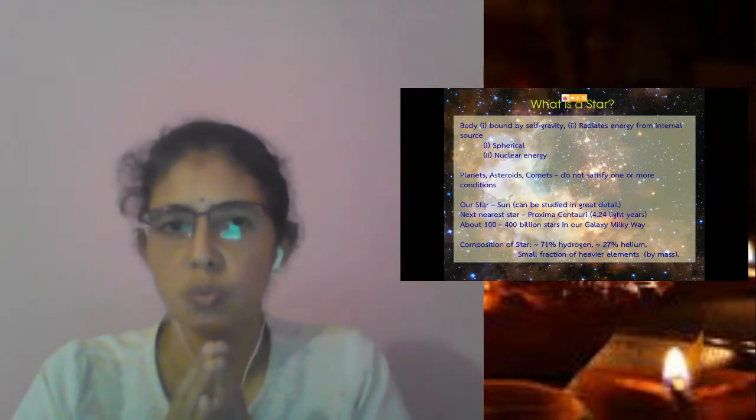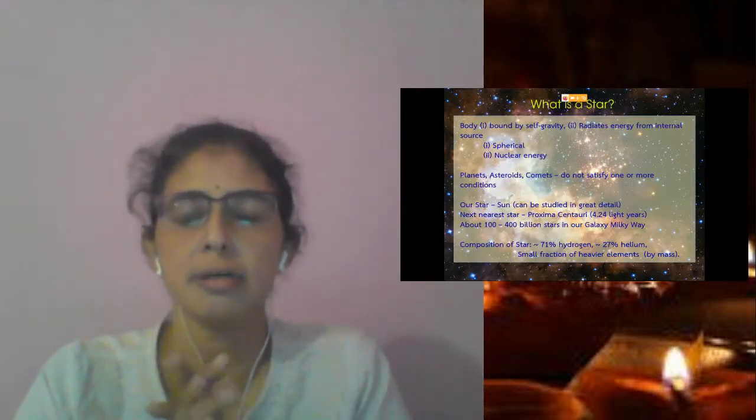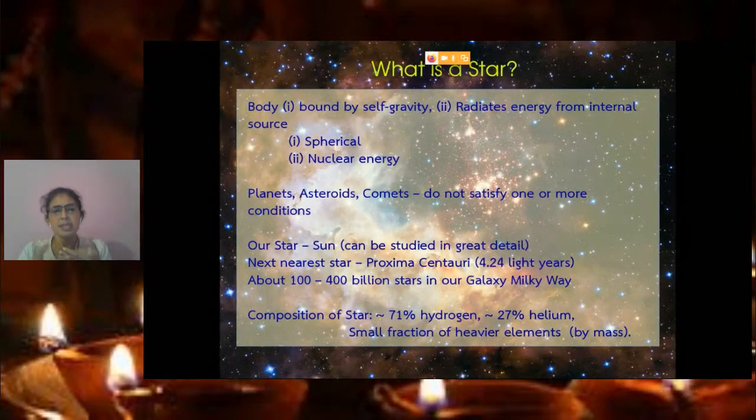The consequence of these two is that the star is spherical because gravitational force is a radial force. So a star is a spherical body and it has energy generation from the very center by nuclear fusion. By this definition, therefore, planets, asteroids, and comets do not satisfy one or more of these conditions. Either they do not generate energy by nuclear fusion, particularly hydrogen to helium fusion, or they do not have this spherical shape. The star that is closest to us is the Sun. Because it is very close to us, we can study it in great detail. The next nearest star, I think all of you know this, is Proxima Centauri, which is 4.24 light years away from us.